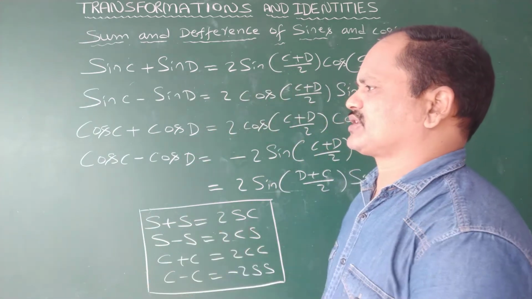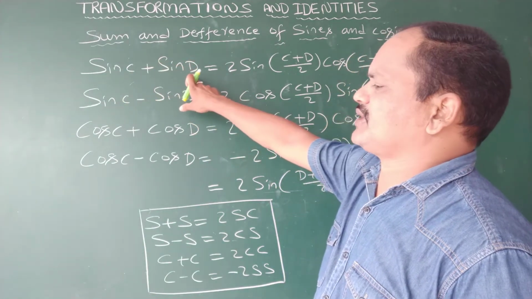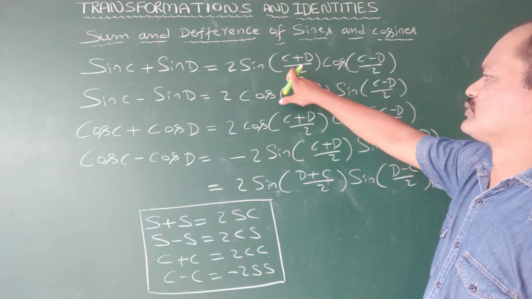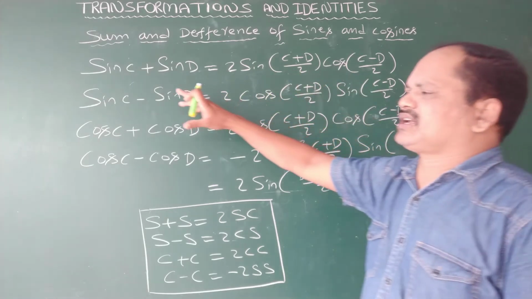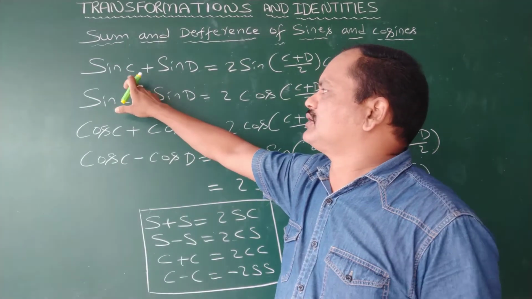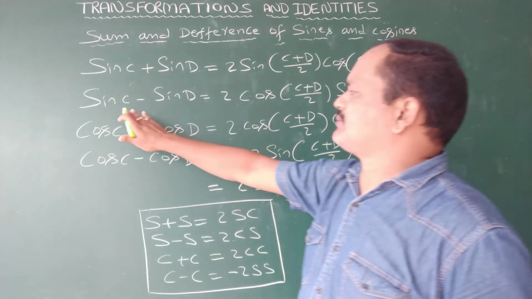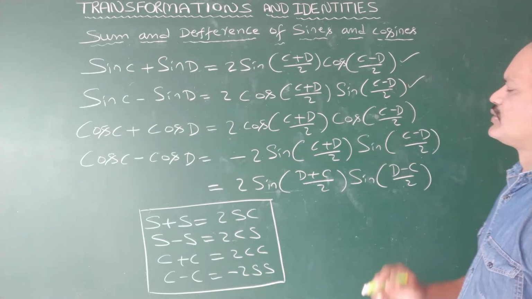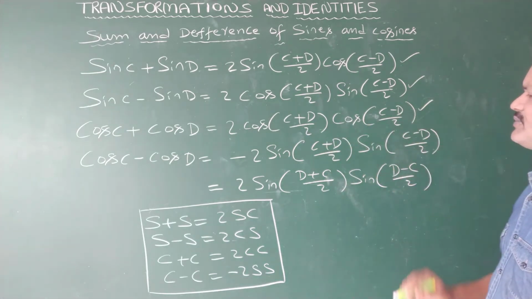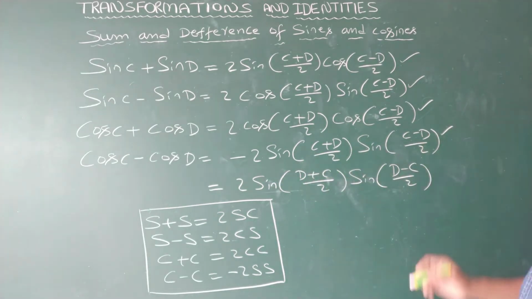Sum transfers into product. See, in the previous formula, in place of C we take A+B and in place of D we take A-B. We substitute A+B plus A-B, so B gets cancelled, giving 2A by 2, that is 2 sin A cos B. Like that, for a single angle: sin C + sin D is 2 sin((C+D)/2) cos((C-D)/2), and sin C - sin D is 2 cos((C+D)/2) sin((C-D)/2), and cos C + cos D is 2 cos((C+D)/2) cos((C-D)/2), and cos C - cos D is -2 sin((C+D)/2) sin((C-D)/2).